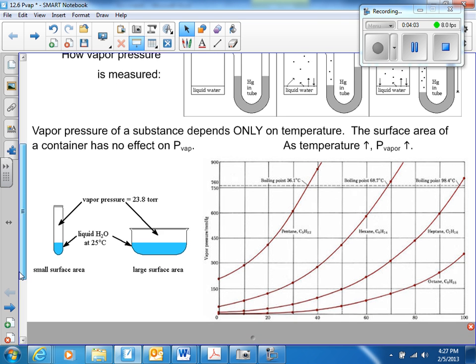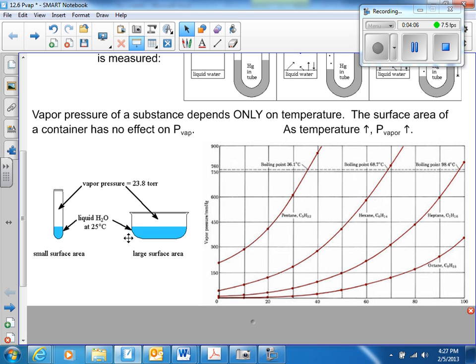So here's a pictorial on the left side showing you, here's some water with a very small surface area. Here's some water with a great big surface area. And we've closed these containers. Same temperature, they're both at 25 degrees Celsius. And the vapor pressure is the same in both containers, whether you have a small surface area or a large surface area. Same vapor pressure. At 25 Celsius, the vapor pressure of water is always 23.8 torr, or 23.8 millimeters mercury.